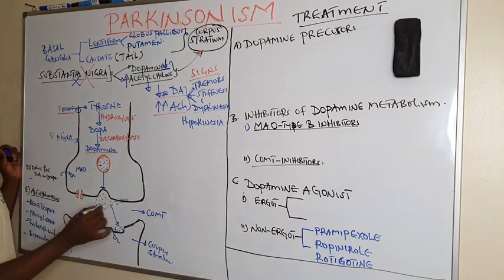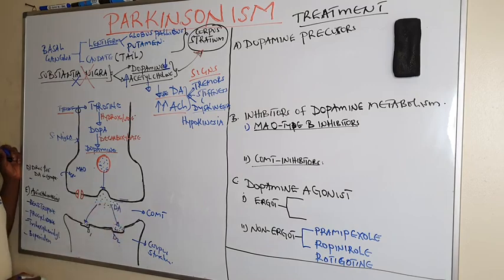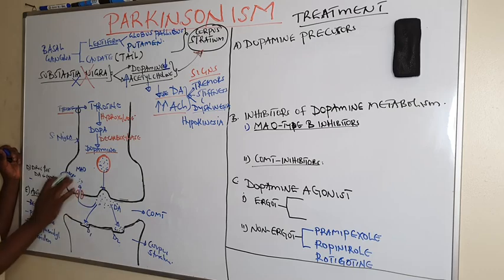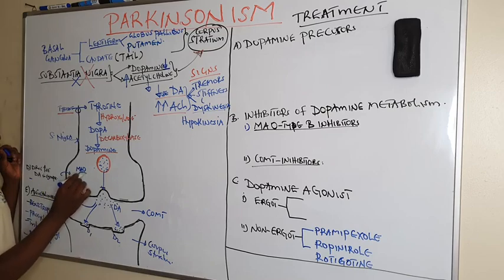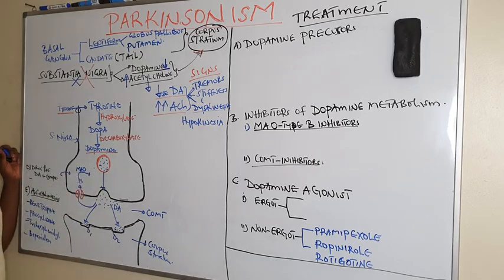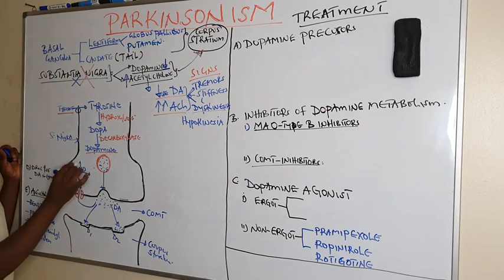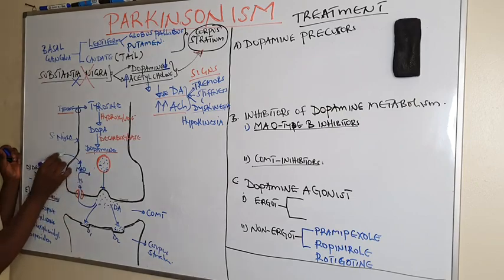Then the remaining dopamine in the synaptic cleft, some of it, there is what we call one pathway to metabolize it, which is reuptake. Some dopamine is taken back into the presynaptic neuron, and when it is taken inside, it can be metabolized by MAO. So this MAO, that is monoamine oxidase, breaks it down into a metabolite, which is later excreted.